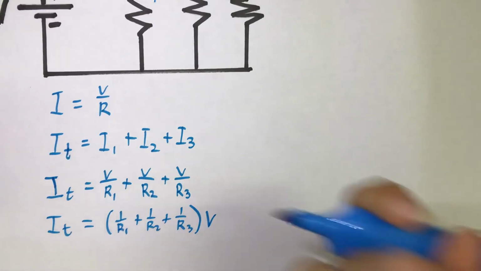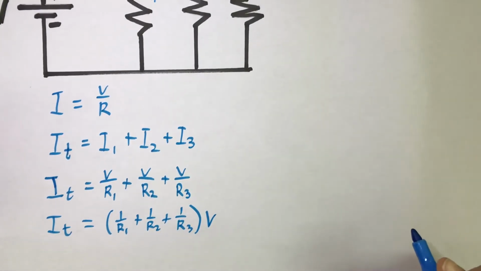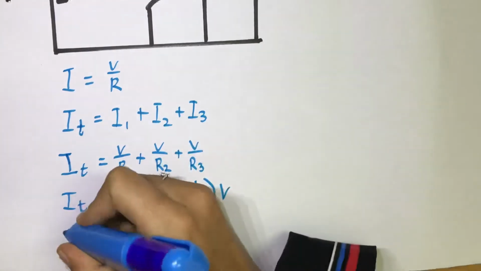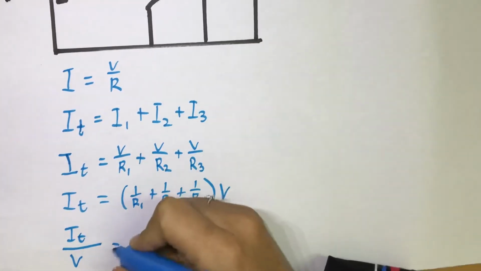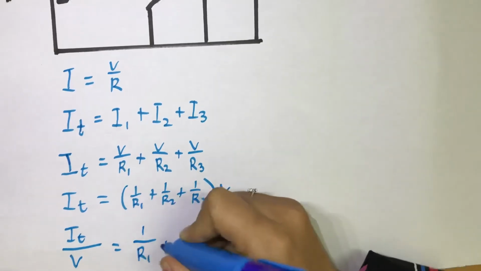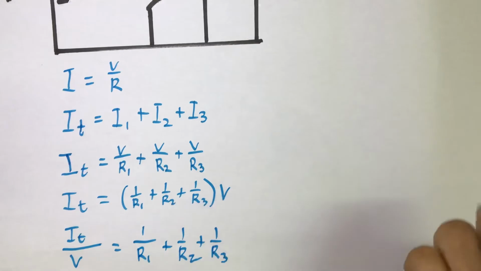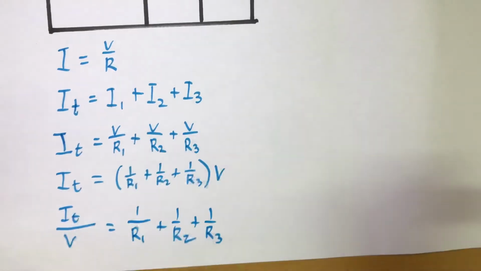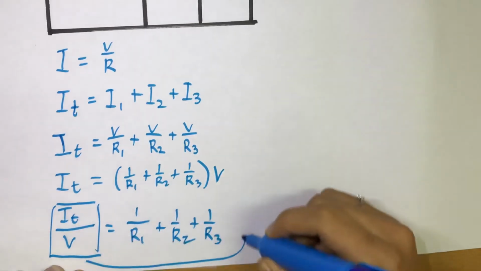Now I'm going to take this V to the other side because I'm just trying to get resistance as my main variable. So I take the V to the other side. Now I have I total over V, which is going to be constant, equals 1 over R1 plus 1 over R2 plus 1 over R3. I over V, that's interesting. What does that look like?